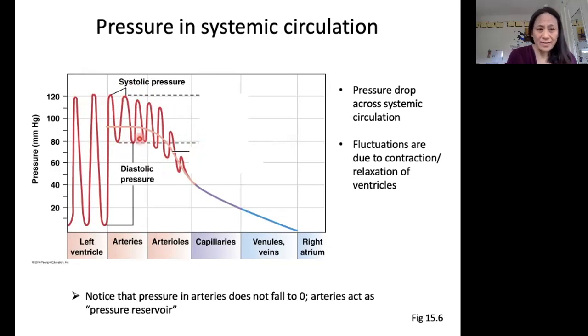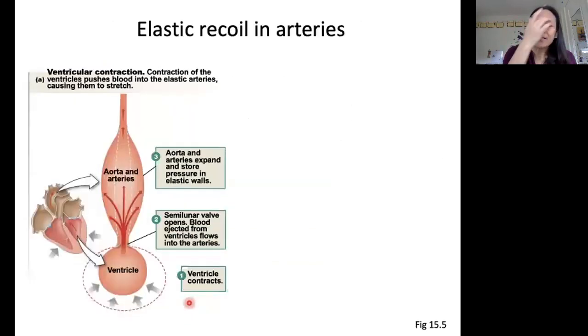However, you might notice that although our pressure goes pretty low, almost down to zero in the ventricles, it does not go down to zero in the arteries. Why is that? That is because the arteries act as what we call a pressure reservoir in our system. So let's take a look at the next slide to illustrate this concept.